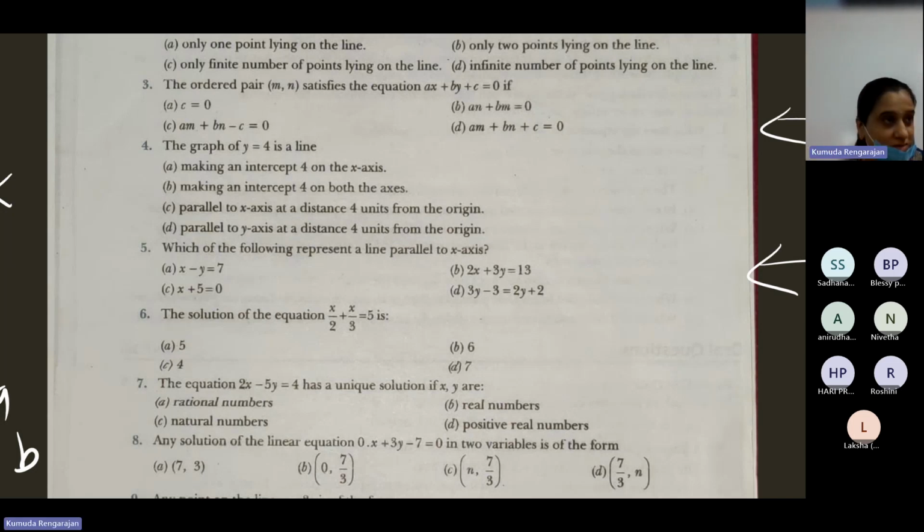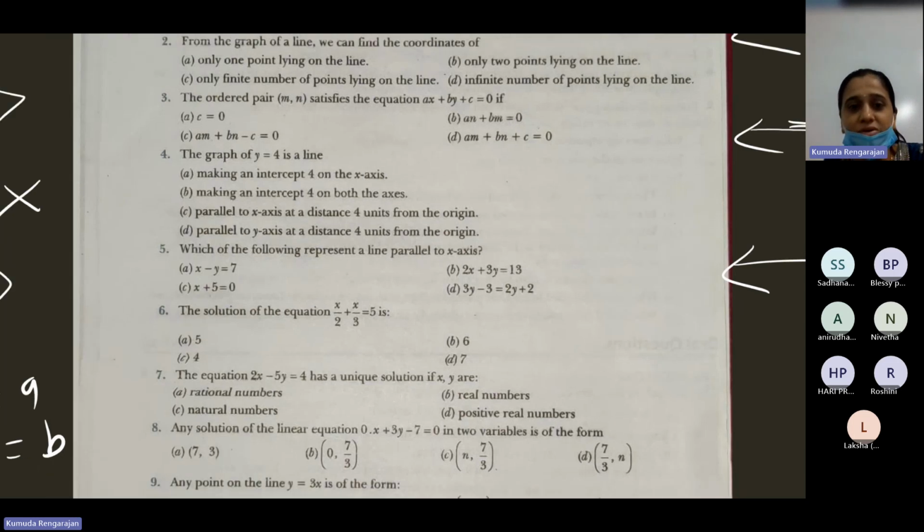Now the word parallel is important, right? Parallel is important because y is equal to 4, meaning y is equal to something, is parallel. Parallel to which one? X-axis or y-axis? X-axis. So parallel to the x-axis at a distance of 4 units from the origin, meaning above it. Let me show you that.